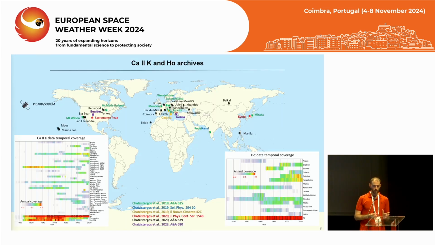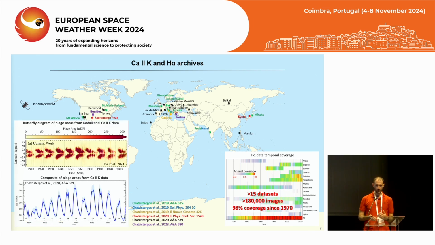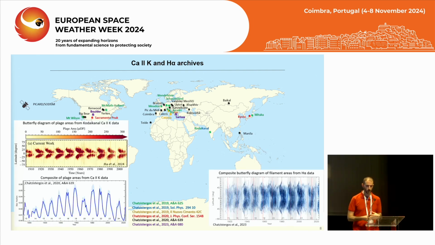So we took the time to collect as much data as we could. You see some examples of the archives that are out there. Coimbra is actually one of those. These are about 500,000 images that we could analyze and get really meaningful results out of. Very quickly, we could get the evolution of plage areas, so we have a composite series out of all of those covering 1892 to present, the butterfly diagram of plage areas, but also filament areas from H alpha data.